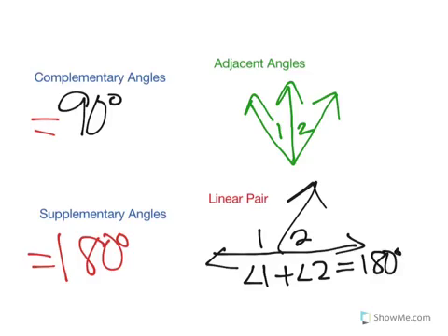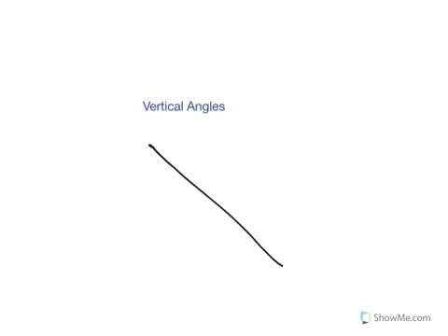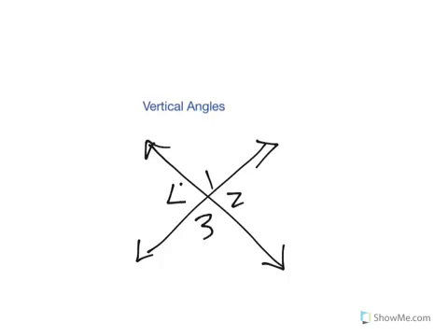And the last one we talked about were vertical angles. And that's when we have two intersecting lines and we have the angles that are across from each other. So 1 and 3 are vertical angles, and then 2 and 4.